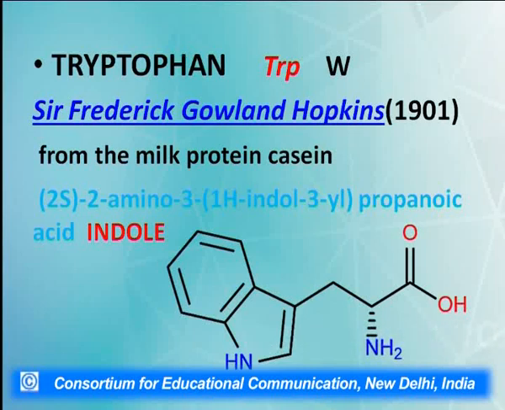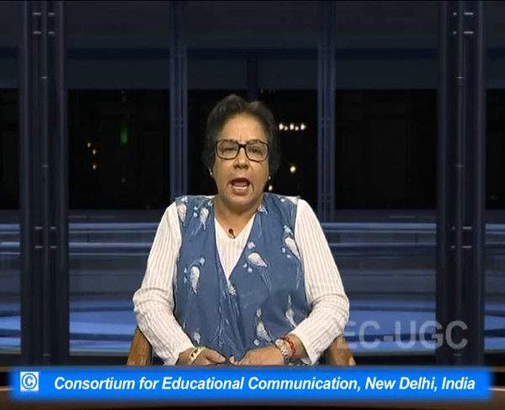and this tryptophan has this indole ring in its side chain. Tryptophan is an essential amino acid since it cannot be manufactured in the body and it must be obtained from the diet. And it is a very important amino acid because it is needed for protein synthesis.